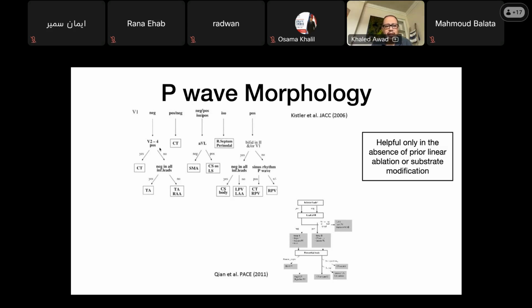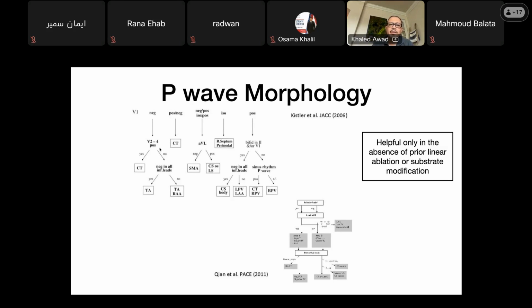If it is positive, negative, biphasic in V1, then that's also very suggestive of cavo-tricuspid isthmus reentry. If it is negative in the inferior leads and does not have this sort of transition, so it's negative in V1, 2, 3, and 4, a lot of negativity throughout the precordial leads, and also negative in the inferior leads, then it usually points to something around the tricuspid annulus. It could also be the right atrial appendage if the heart is lying a certain way.